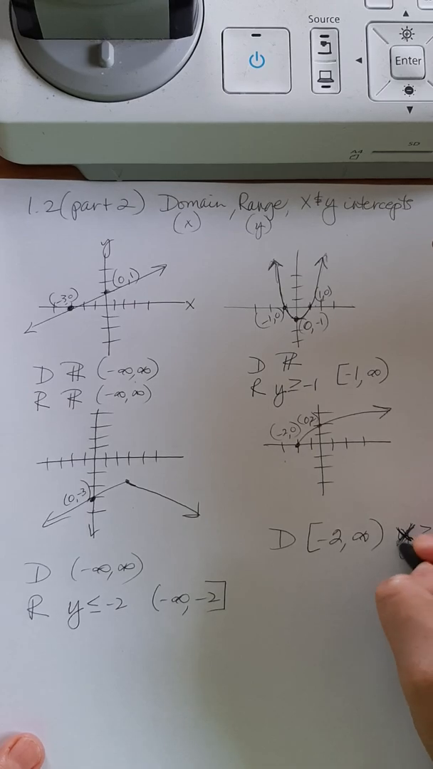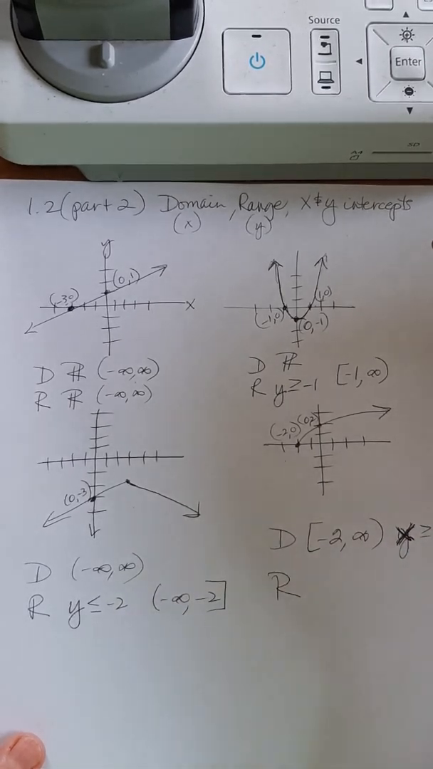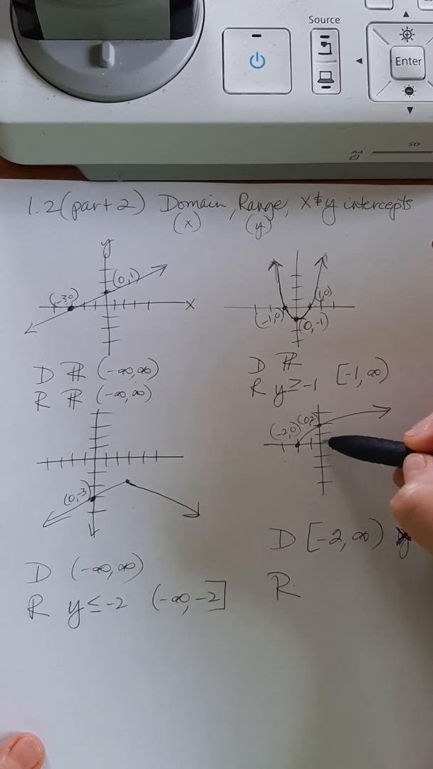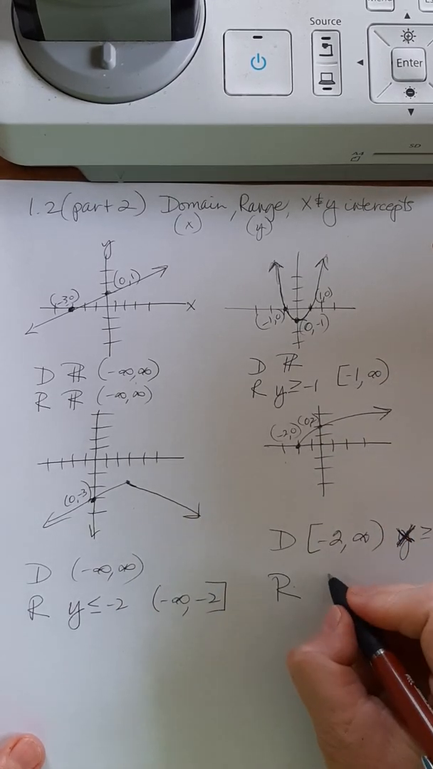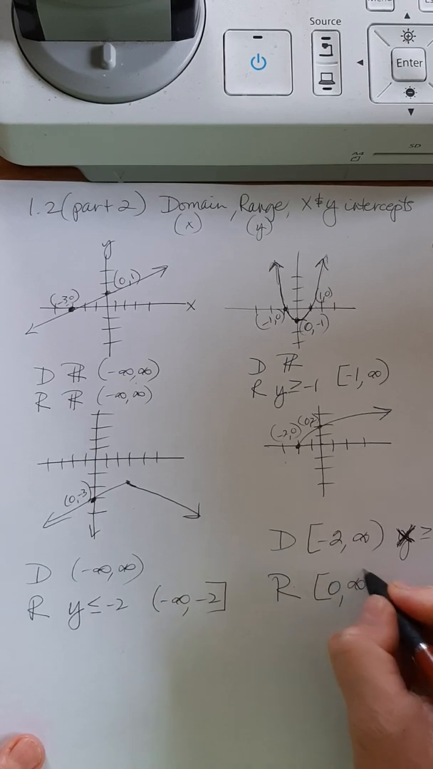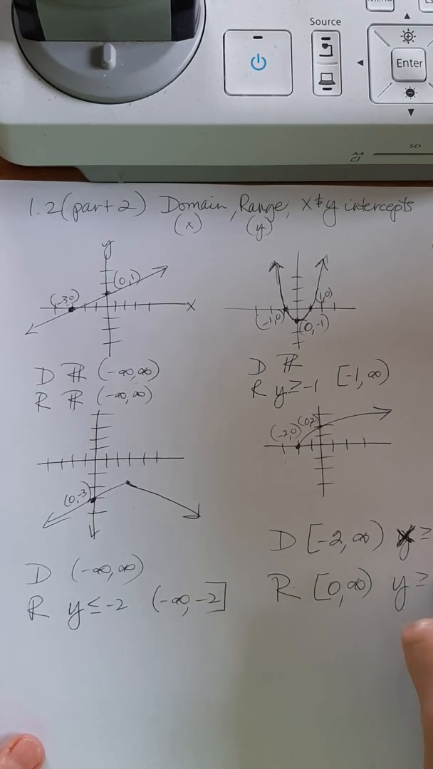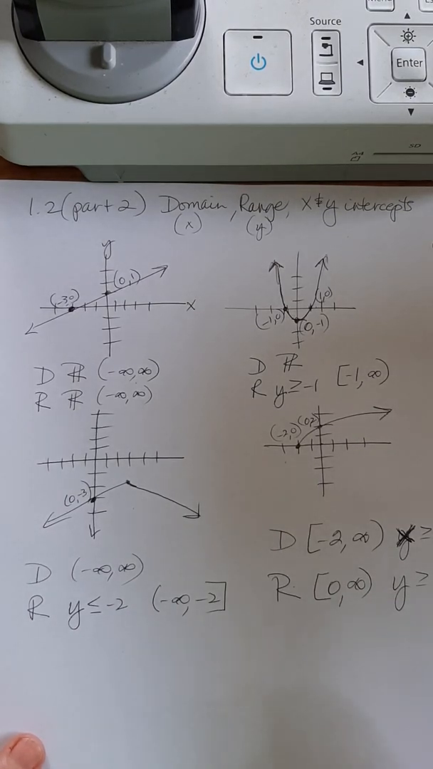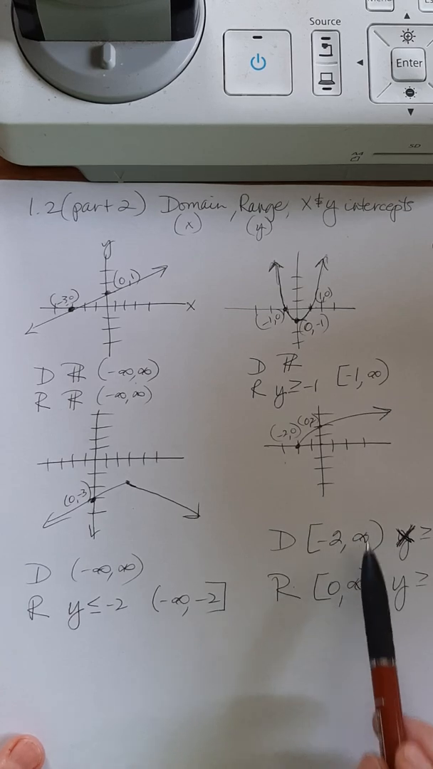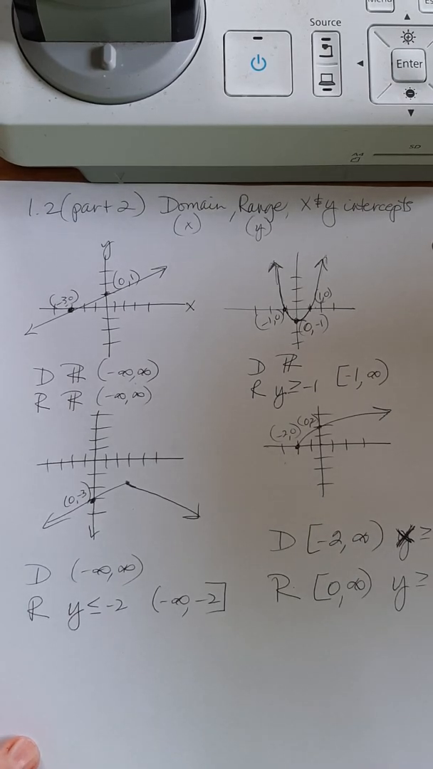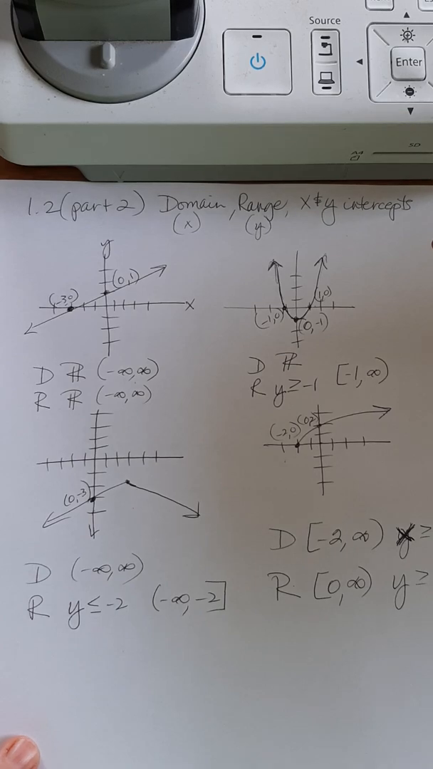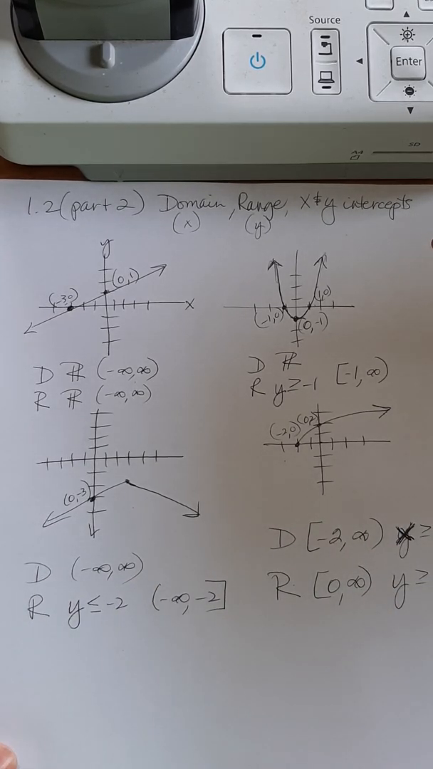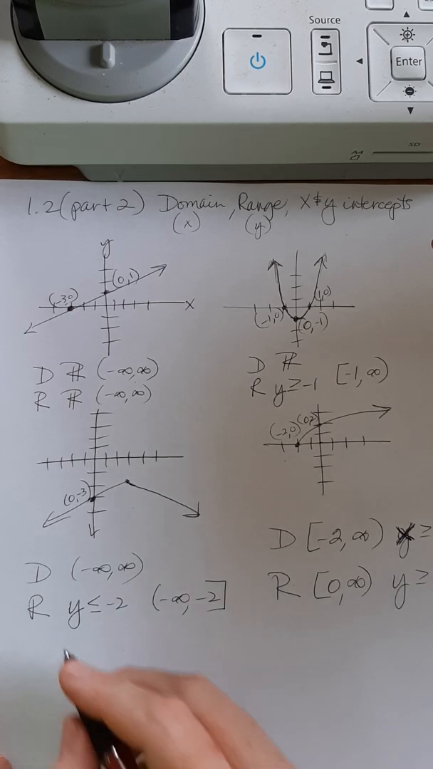Range, notice how range is always y-axis, so the lowest it goes is 0 and above. So 0 to infinity, or y is greater than or equal to 0. Whichever your teacher prefers. Once you get in pre-cal, I prefer interval notation because that's what you'll see most often. So domain is always what x can be. Range is always what y can be.